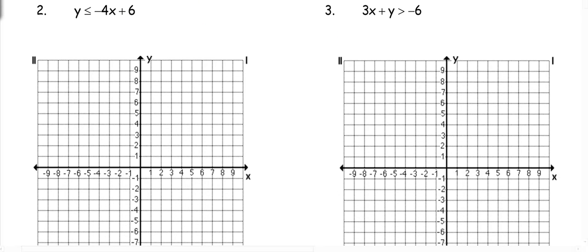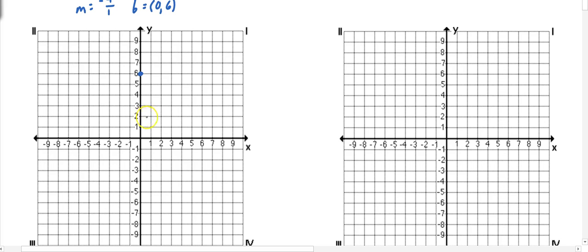Number two, y is less than or equal to -4x plus 6. In this case, our slope is -4/1, and our b value is (0, 6). So I'm going to go to 6 on the y-axis. I'm going to go down 4/1 all the way across my graph.